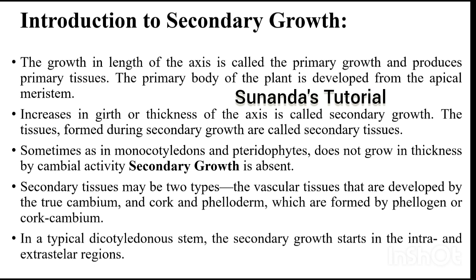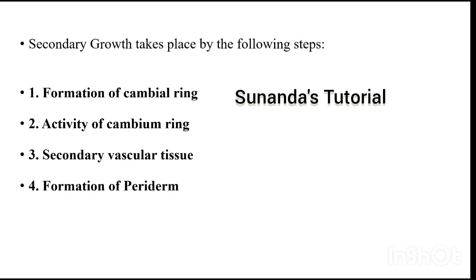The secondary growth which occurs outside the stele is called extrastellar secondary growth. Next, secondary growth takes place by the following steps. First is formation of cambium ring, then activity of cambium ring, next secondary vascular tissues formation, and formation of periderm. So by following these four steps, secondary growth occurs in the stem.